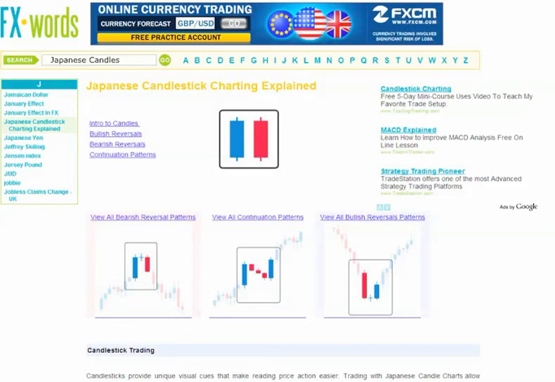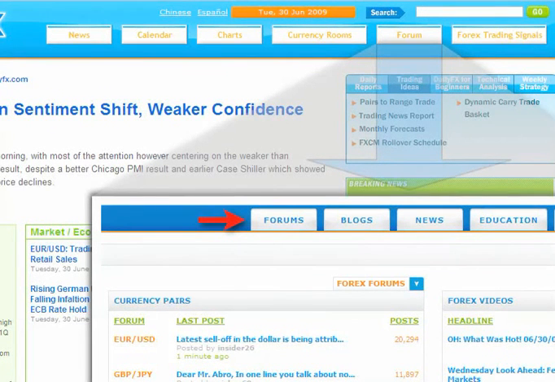A more complete list can be found by visiting www.fxwords.com and searching for Japanese candles. You can also find lots of relevant information at DailyFX and the DailyFX forums. DailyFX analysts often incorporate candlestick formations into their analytical reports. This is a great way to learn from the pros and continually develop a keener eye for recognizing candlestick formations.